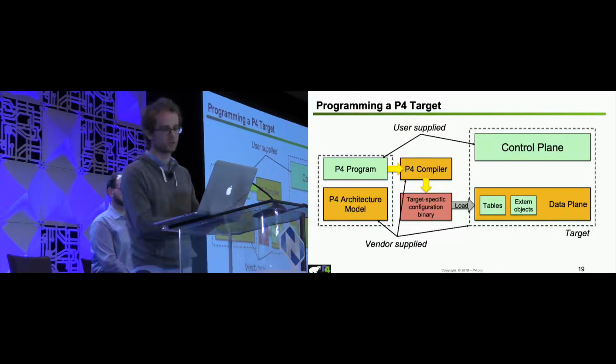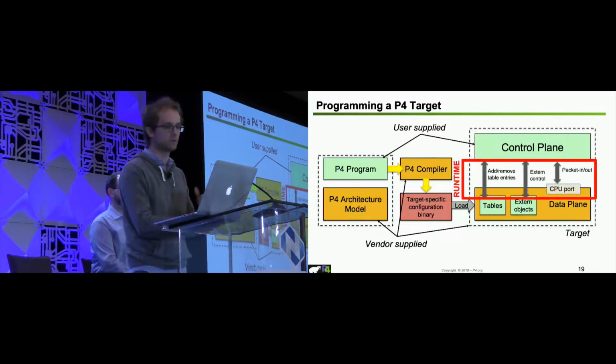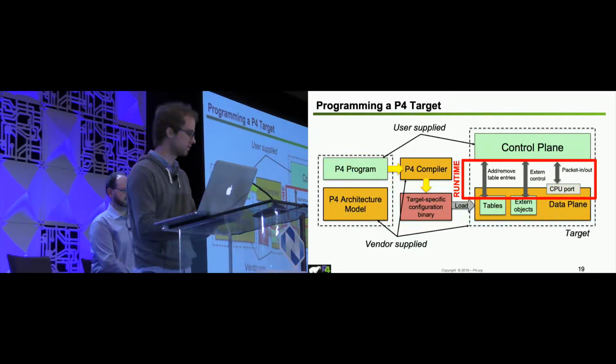And the most basic functionality you can do with a P4 runtime API is things like adding and removing table entries, just like in OpenFlow, reading stats from counters, configuring meters for rate limiting, doing things like packet in, packet out to inject packets into the data plane and receive packets from the data plane.